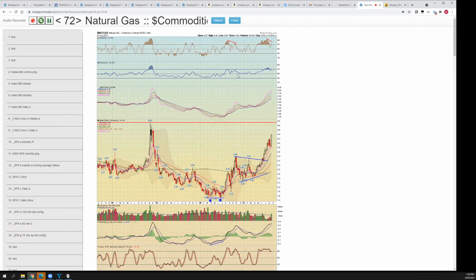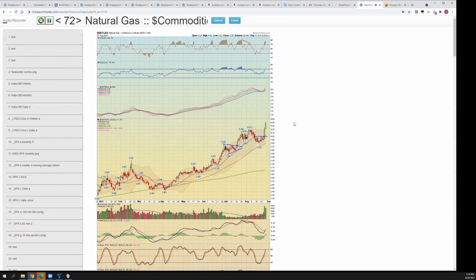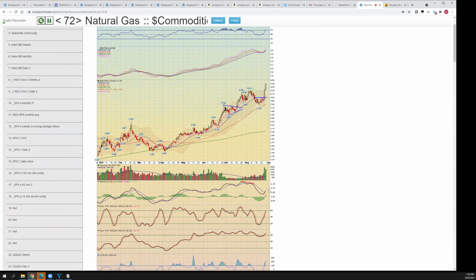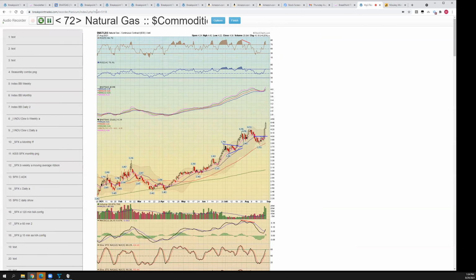Next. Chart 72, natural gas daily, broke out of this little range here. Didn't quite tag the 50-day, might have tagged the 50 EMA. That's the SMA, but nice rally out of there, increased volume. Now you do have the MACD lagging overall. Could be maybe a fifth wave up here.